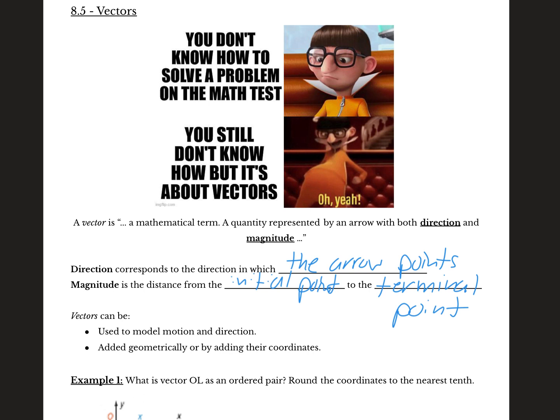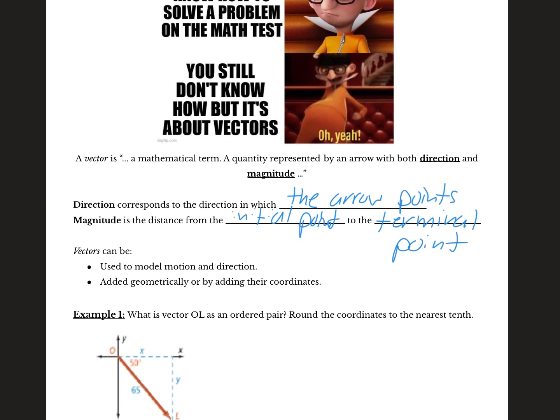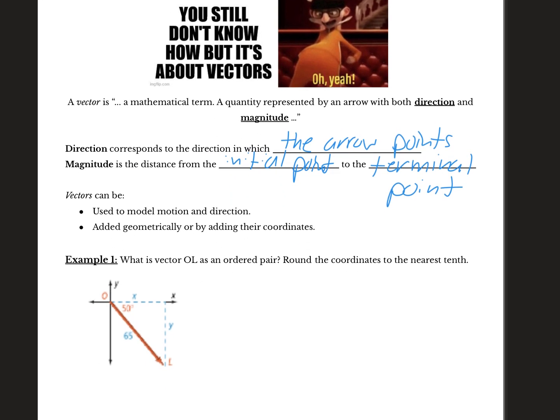Now, vectors have a lot of applications, and it's actually something that you explore a lot in calculus, especially calculus 3. But after geometry, in most math classes, you're really not going to touch on it much until then. So it's kind of an interesting topic that we get to discuss for a section here.